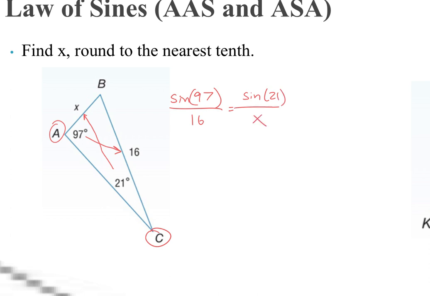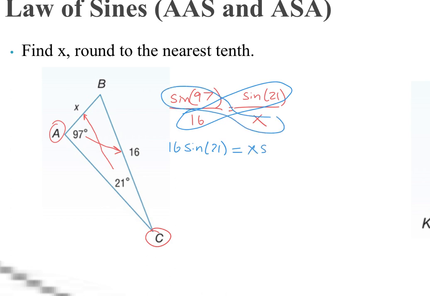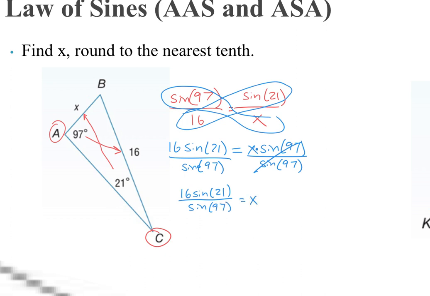After this, it's a proportion, and we can solve those. I'm going to cross multiply, and I have 16 times the sine of 21 is equal to x times the sine of 97. This is x times sine. So to get x by itself, I'm going to divide both sides by sine of 97. That cancels over there. And finally, I have 16 sine of 21 over the sine of 97. This is calculator-ready form.